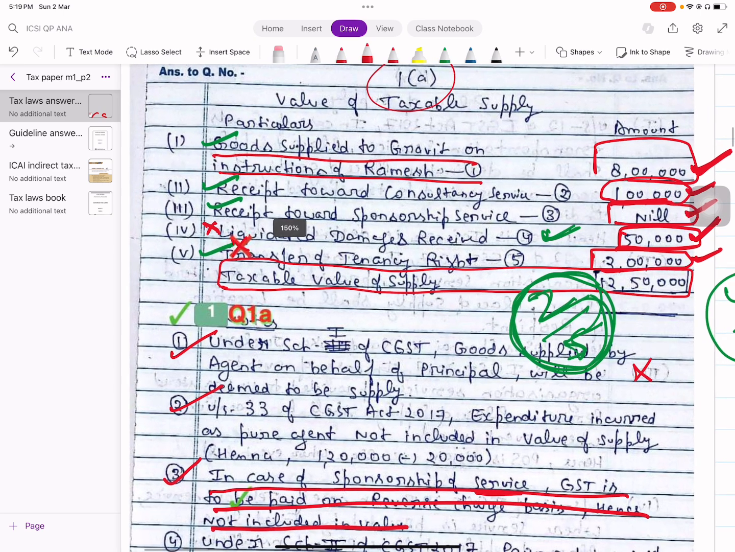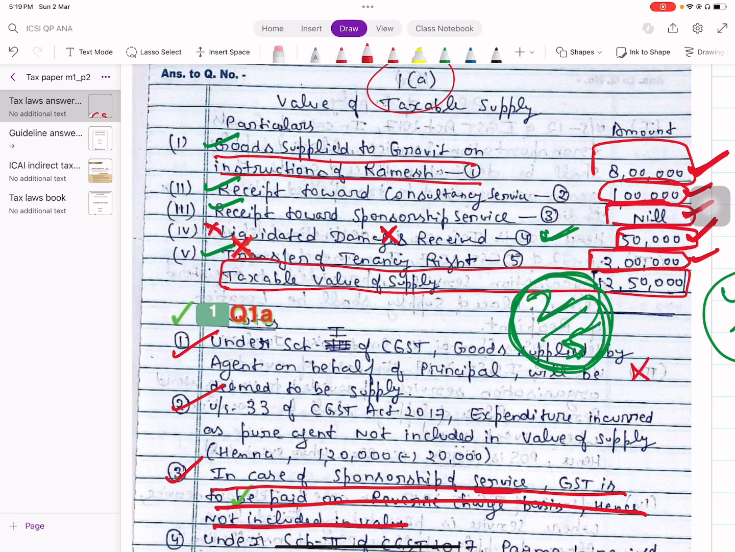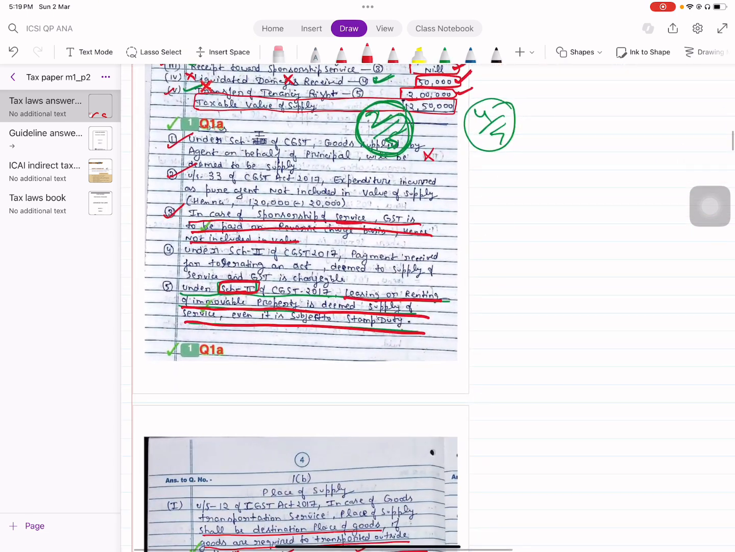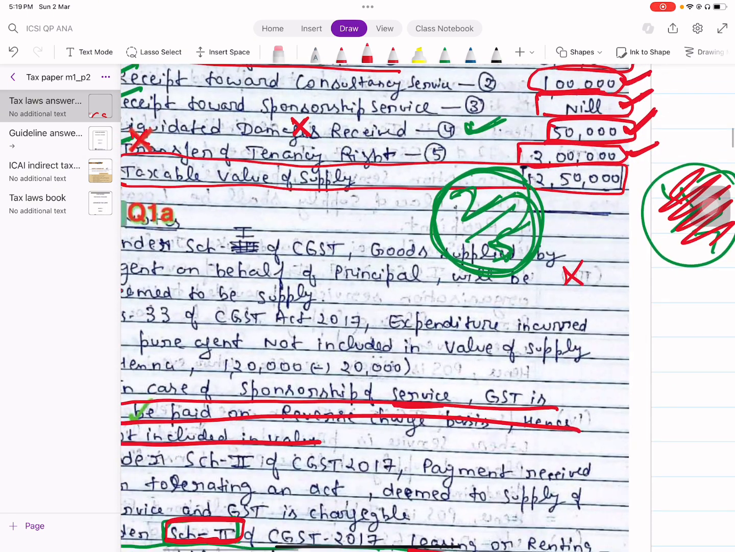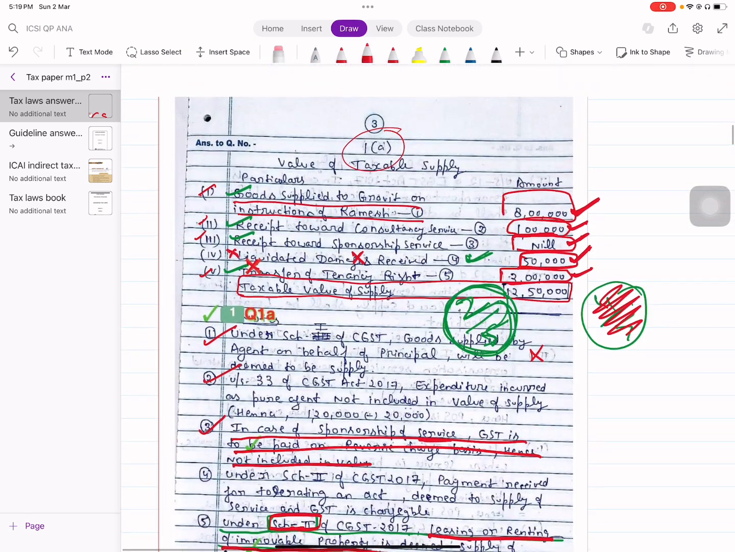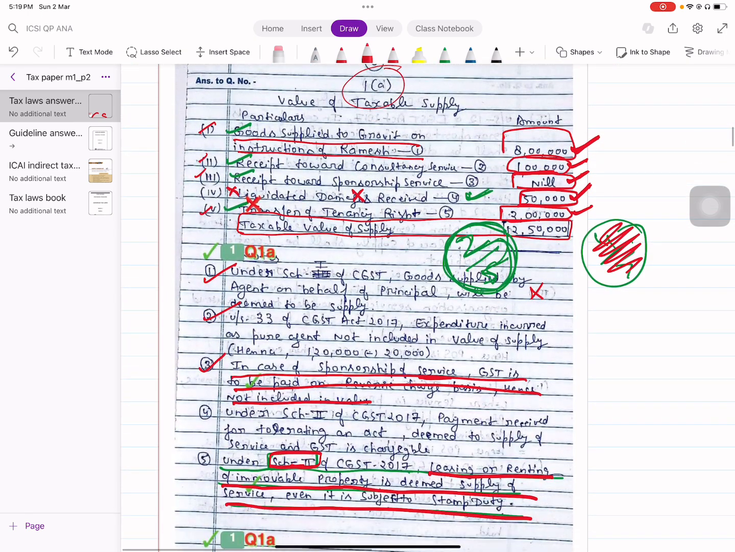Now, if you see, my 4th transaction was wrong. However, my other 4 transactions were correct, even though the examiner has granted me only 2 out of 5 marks. Maybe I should have got at least 3 out of 5 marks because my 4 transactions were absolutely correct. Even though 1 transaction was wrong, but it's okay. I have got only 2 out of 5 marks.